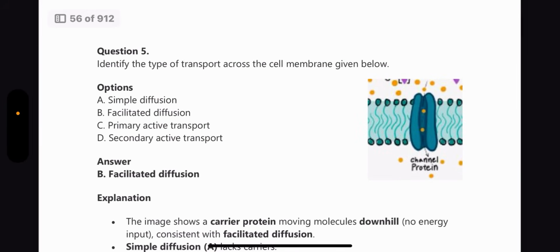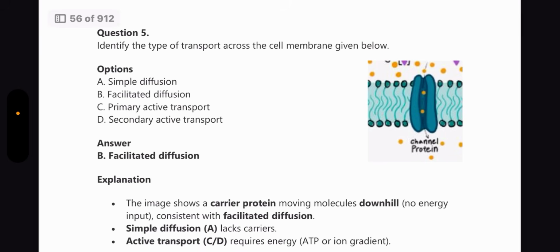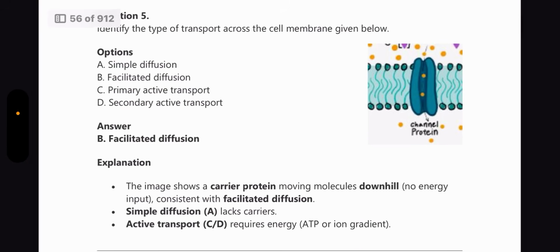Next question, identify the type of transport across the cell membrane given below. Answer is facilitated diffusion, because the image shows a carrier protein moving molecules downhill, so no energy input is required here, and that points towards facilitated diffusion.